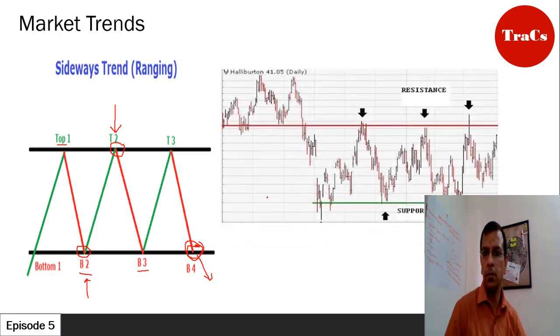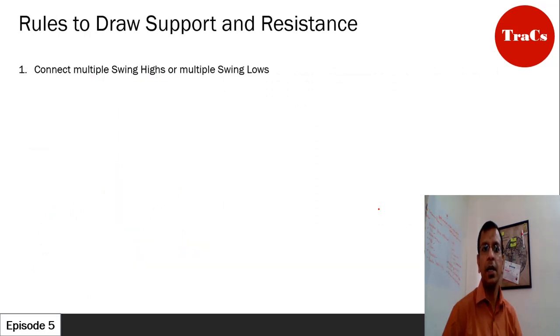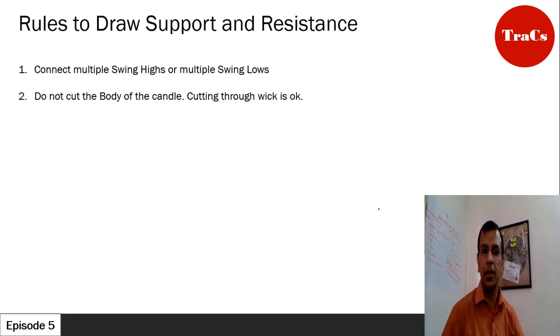Now again, this is just an example to show you how it looks like on a real candlestick chart. So before we take a practical example and start drawing our support and resistances, let's briefly revise the rules once more. Simple rules. Number one, connect multiple swing highs and multiple swing lows to make a support or resistance. Second thing is, a support or a resistance typically does not cut the body of the candle. If it cuts the body of the candle, it means that is a breakout. It may be a support zone, but a breakout has happened. So when we are drawing it, we would avoid cutting through the body, but cutting through the wick is fine.